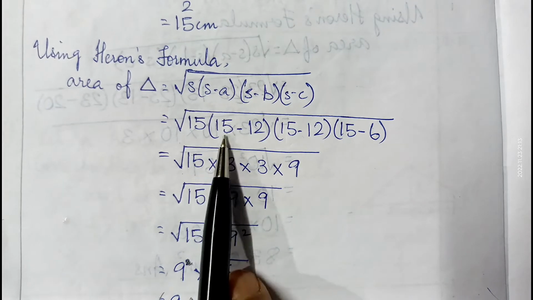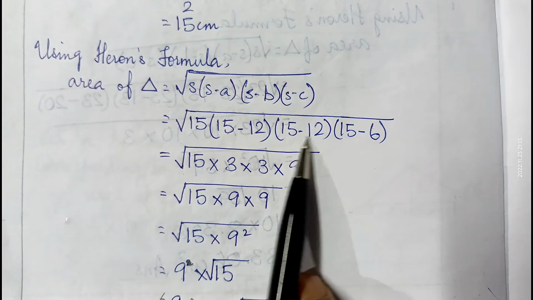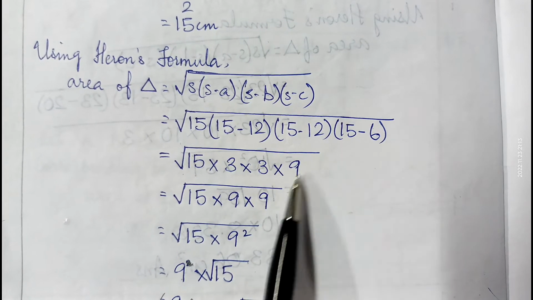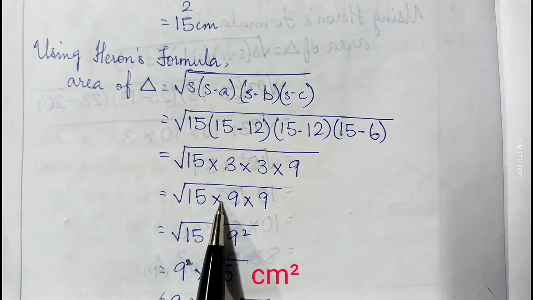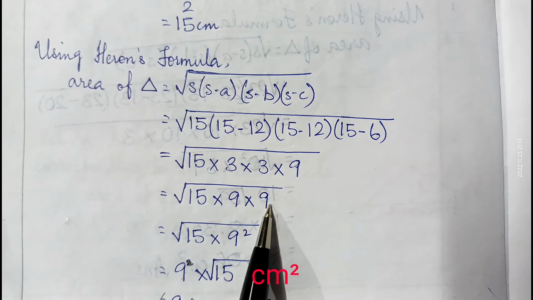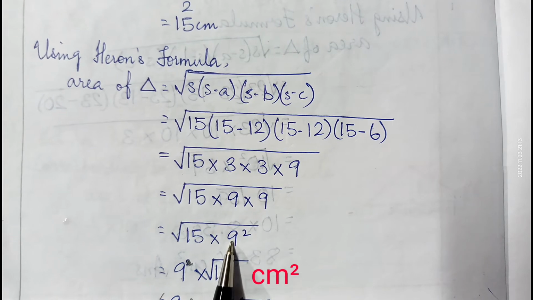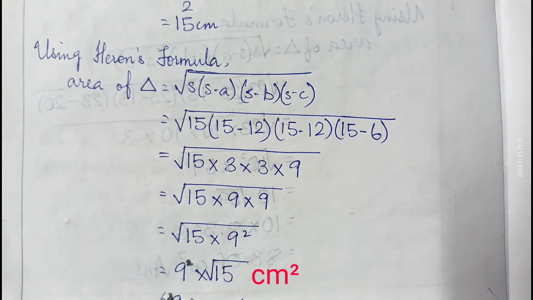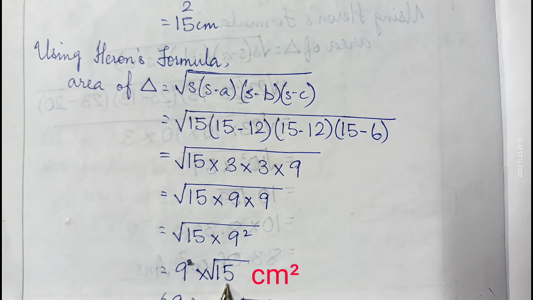Now 15 minus 12 is 3, 15 minus 12 is 3, 15 minus 6 is 9. So 15 into 3 into 3 into 9, we can write 15 into 9 square. This 9 can be written outside, so it will be 9 root over 15. Therefore, the area of the triangle is 9 root over 15 centimeter square.